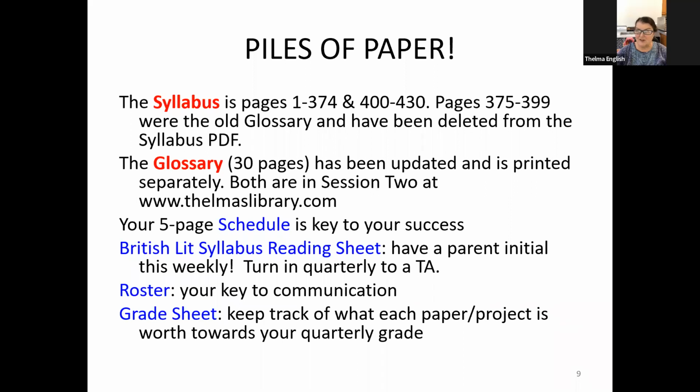So your syllabus is pages 1 to 374 and 400 to 430. I apologize that in the page numbering, you have a big gap between 374 and 400. That's what used to be the glossary. I've gone through and revised the glossary this year, and it's no longer 26 pages. Now it's 30 pages. I either had to scan in the entire syllabus again, and that's close to $100 to have it scanned in, so I chose to just leave it like that.